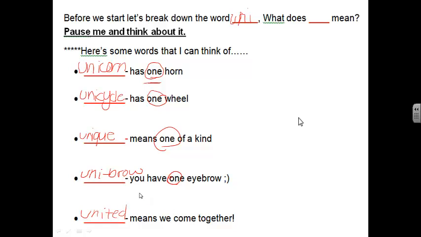So to get you thinking about unit rate, unit means one. I want to know what 1 unit is. So, unit rate.